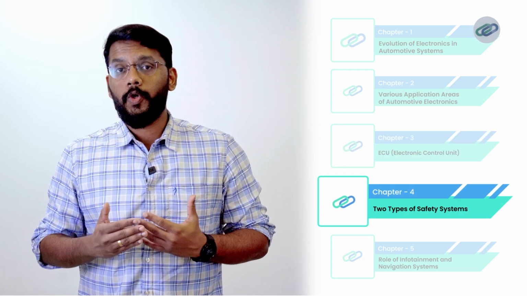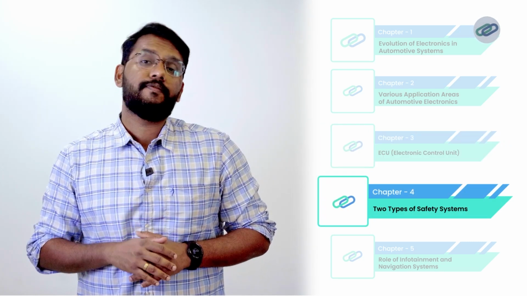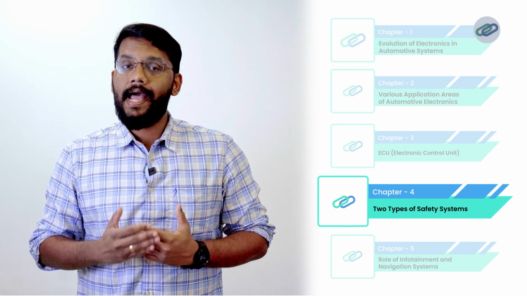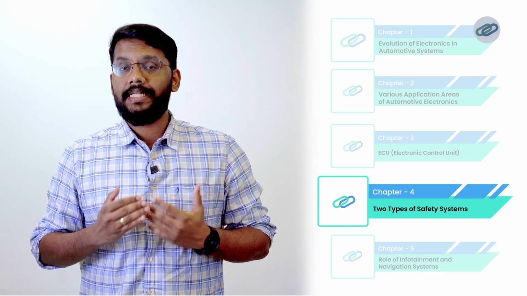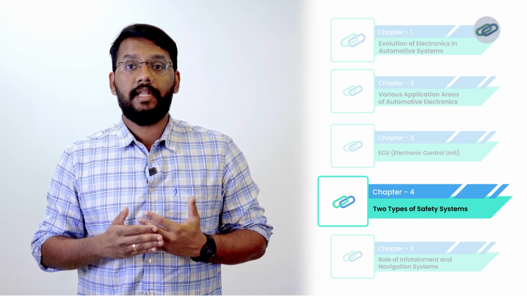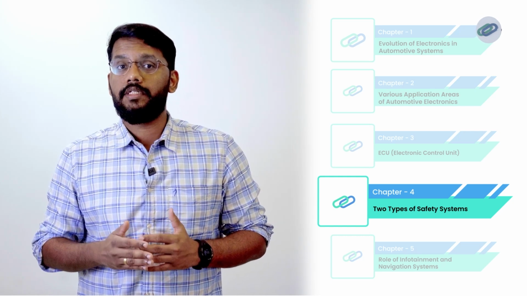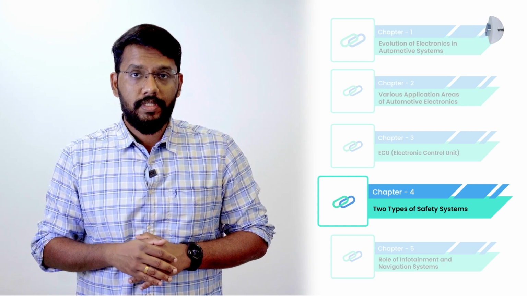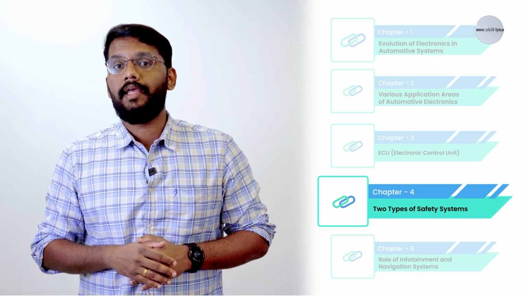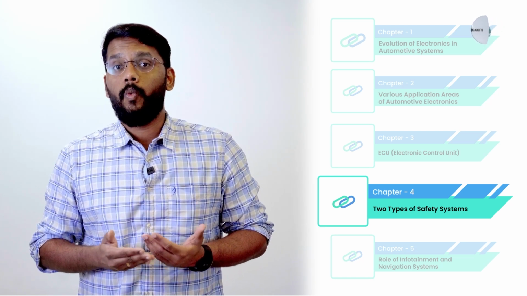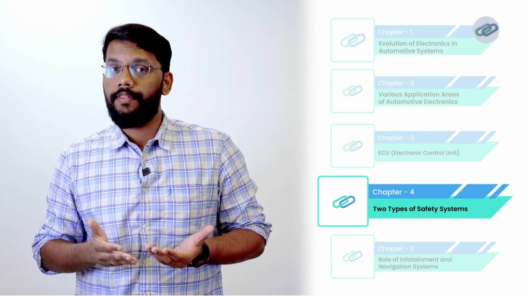In the fourth module, we will break down the two types of safety systems, passive and active. You will learn about passive systems like airbags and how they save lives during accidents, as well as active systems like anti-lock braking systems, traction control systems, and electronic stability programs which prevent accidents altogether.